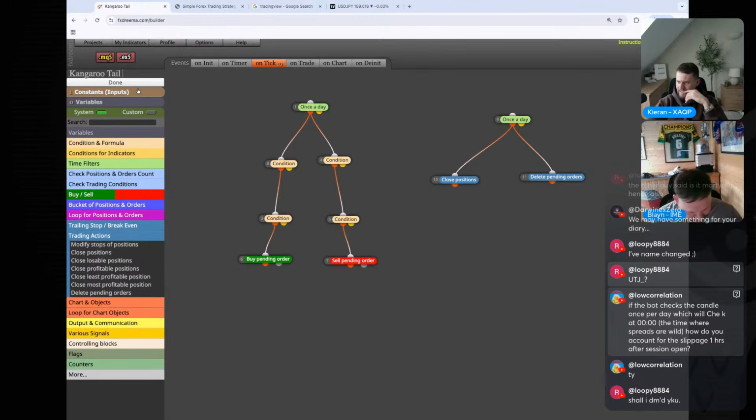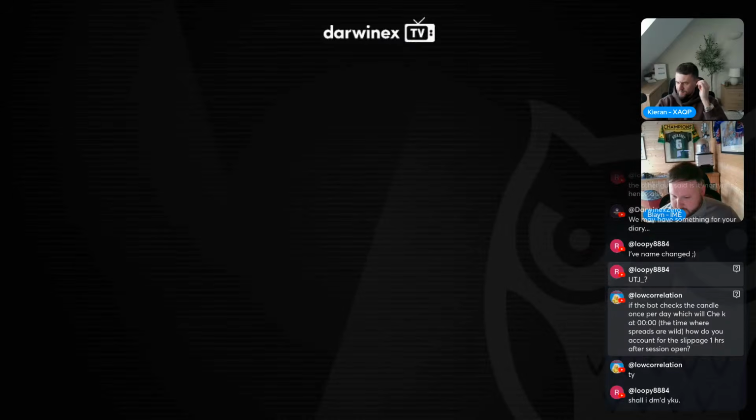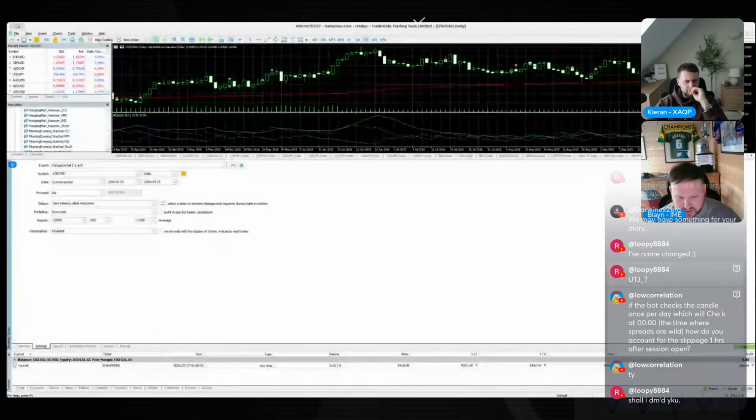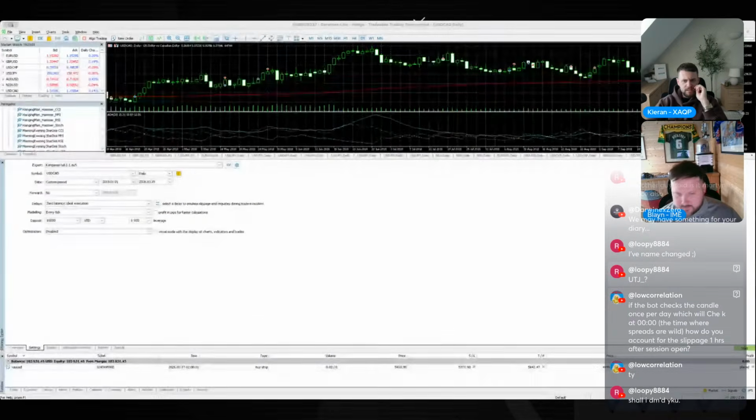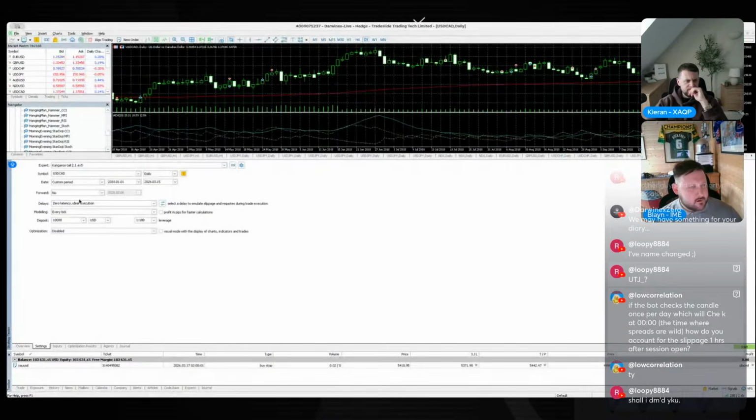Let's go 1.1 just for simplicity. Oh, I'm not actually sharing a whole screen. Give me a sec. Window. Let's go here. Right. See MetaTrader, Kieran, yeah? Indeed. All right. Okay.